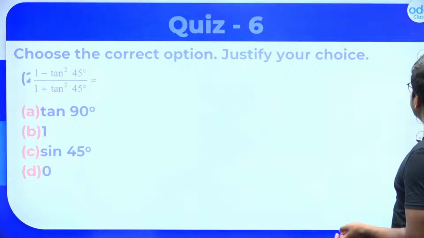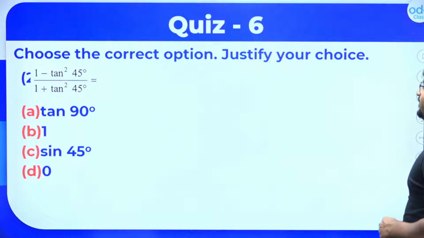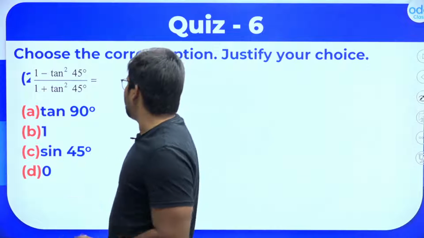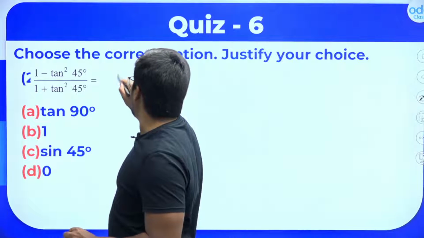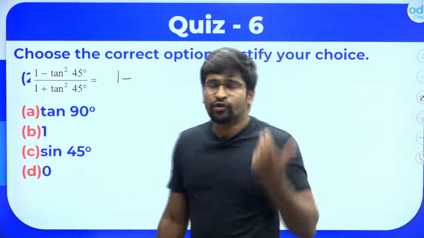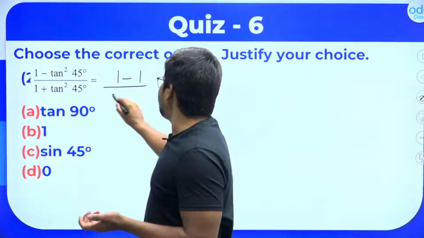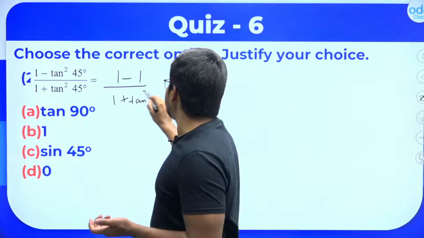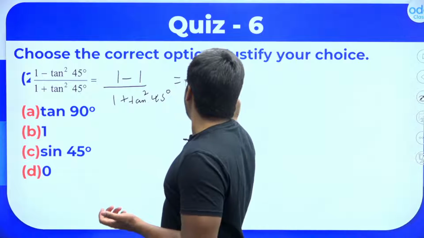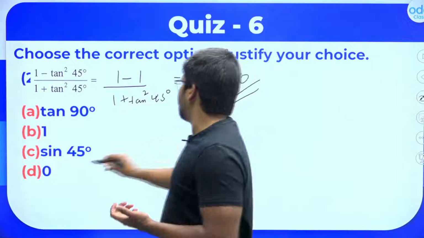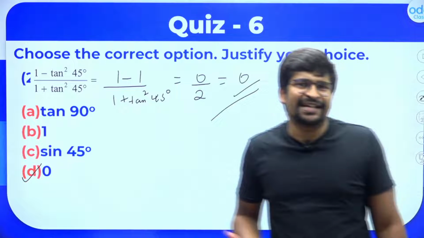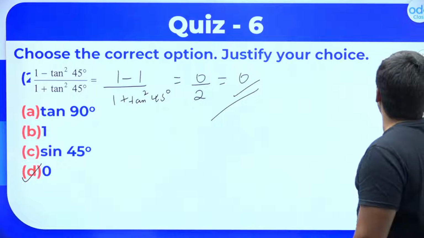Wonderful. Next one. Choose the correct option and justify your choice. 1 minus tan square 45 divided by 1 plus tan square 45. 1 minus, what is tan 45? Tan 45 is 1, right? So tan square 45 is 1, whole divided by 1 plus tan square 45 degree. 1 minus 1 is 0. So it will be 0 divided by 2, which is 0 itself. So the correct answer will be option D here. Put the value, get the answer. That's it. Direct question, nothing much is there.